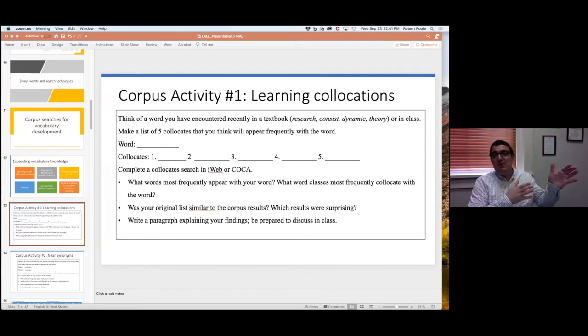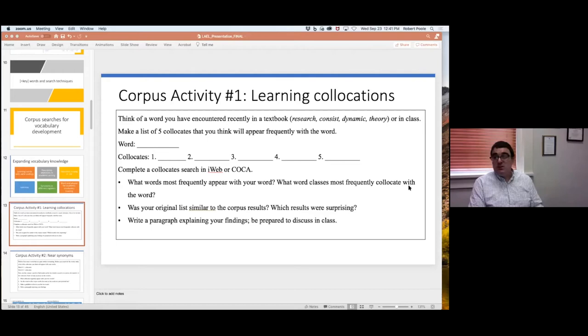Now, certainly think of a word you have encountered recently in a movie, in a TV show, in a song, right? These can be easily adapted by simply choosing new words for the activity. So choose a word, make a list of five collocates that you think. I think that's an important one. It's one of the great affordances of corpus study that it allows us to test our own intuitions, right? So, what are my intuitions? What do I feel? What do I think about research? How is research modified? So I'll make that list, those five, and then I can go to the iWeb.